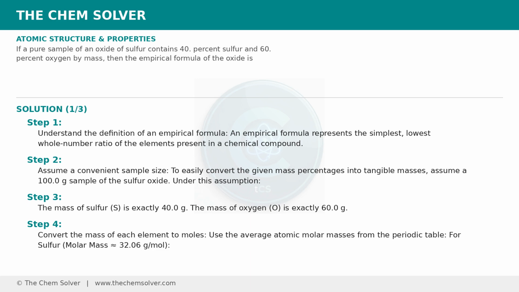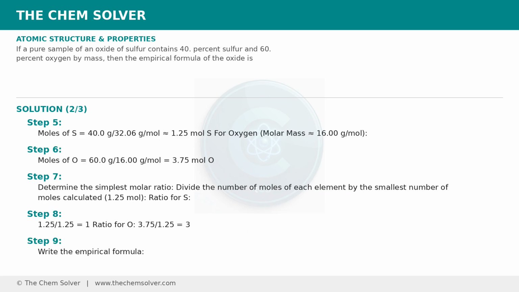Convert the mass of each element to moles. Use the average atomic molar masses from the periodic table. For sulfur, molar mass approximately 32.06 grams per mole. Moles of S equals 40.0 grams over 32.06 grams per mole, approximately 1.25 moles S.